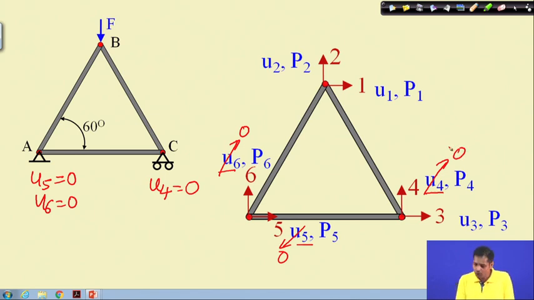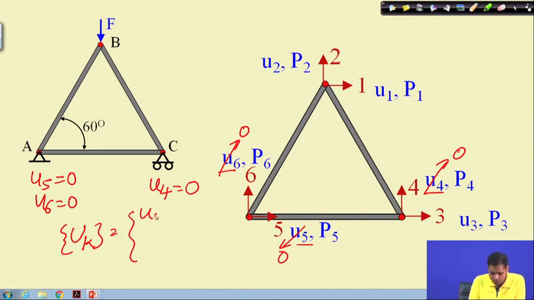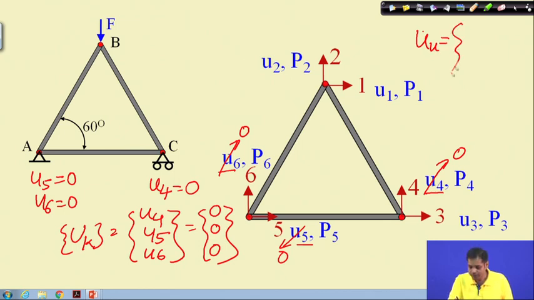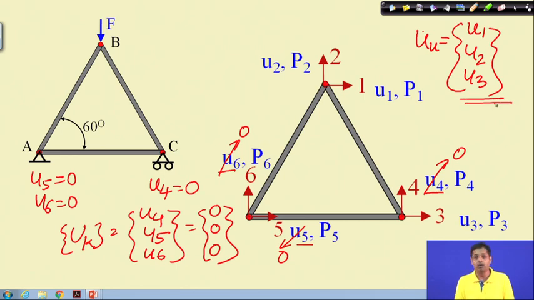Suppose we define U known, K for known, then U known are U4, U5 and U6, and what are these values? These are 0, 0, 0. So, this is U known. Now, what is U unknown? Then we define another, small u, U unknown, which is U1 unknown, U2 unknown and similarly U3 that is also unknown. So, we need to determine these unknown displacements.